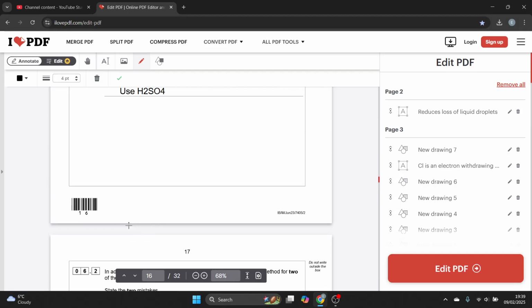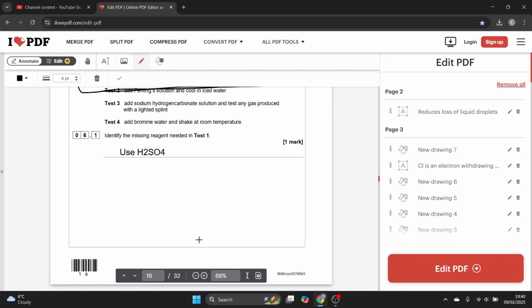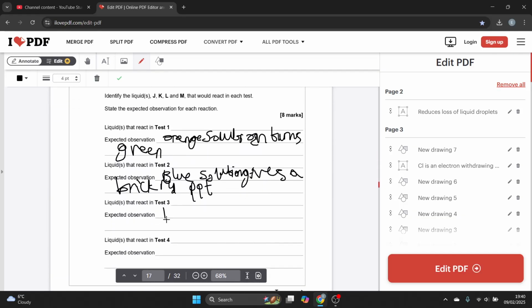Liquids that react in test 2, add Fehling's solution cooled in ice water: blue solution gives a brick red precipitate. Liquids that react in test 3, the observation: lime water turns cloudy.